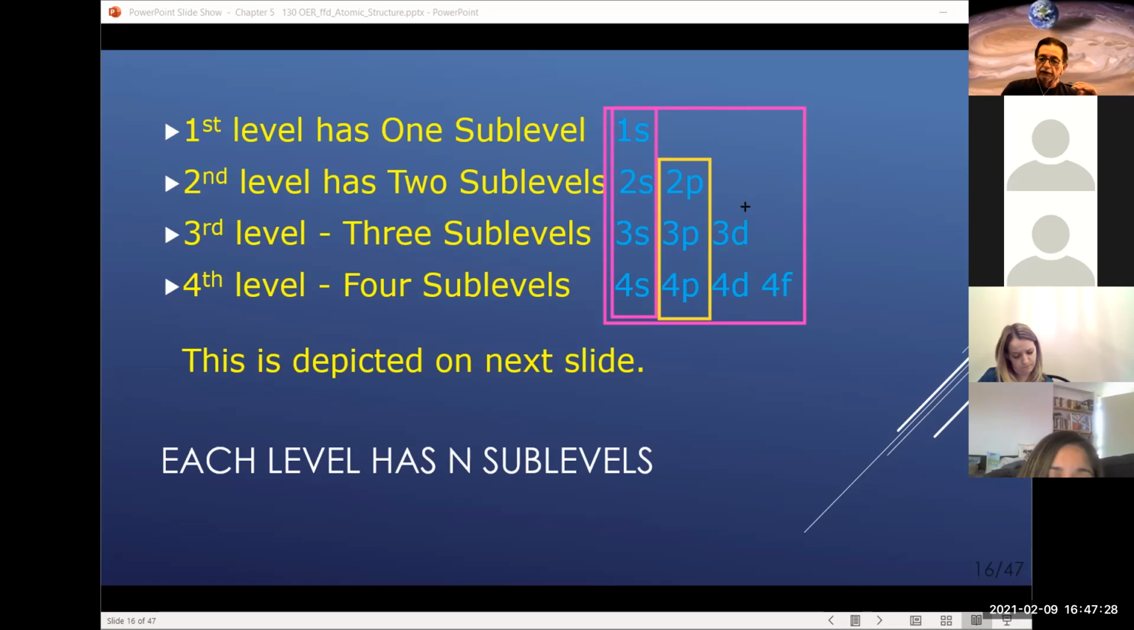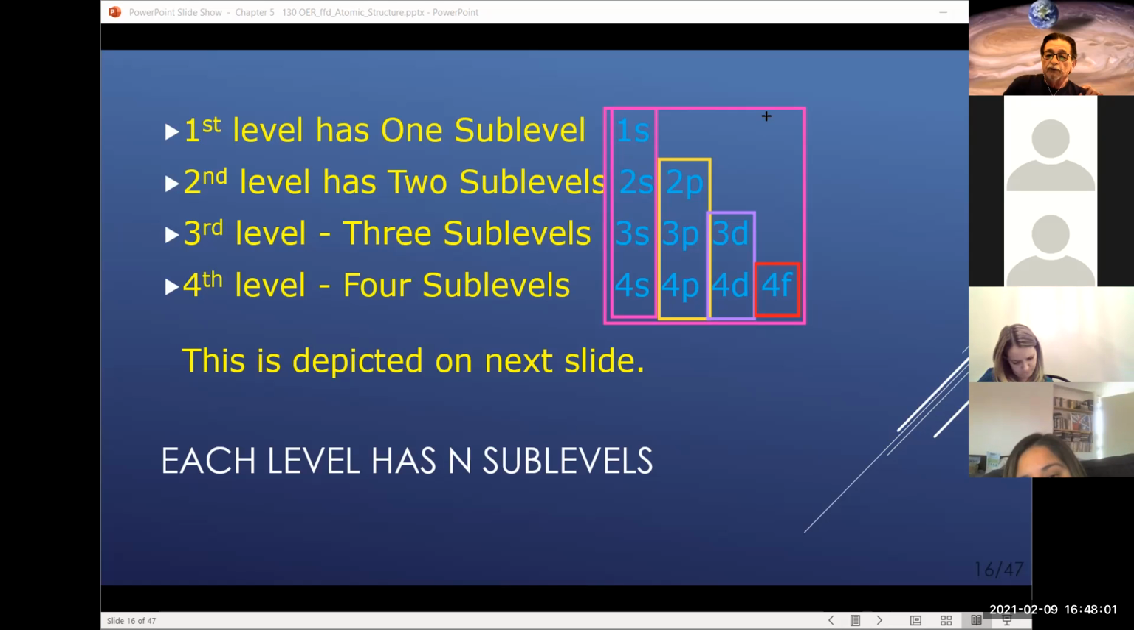Let me get a different color here. In the third energy level, we introduced the 3D and then the 4D, 5D, 6D, 7D. And then finally, the F is introduced in the fourth energy level. Okay, so 4, 5, 6, F energy level. So that is the trend. Now, keeping in mind the orbits S, P, D, and F.